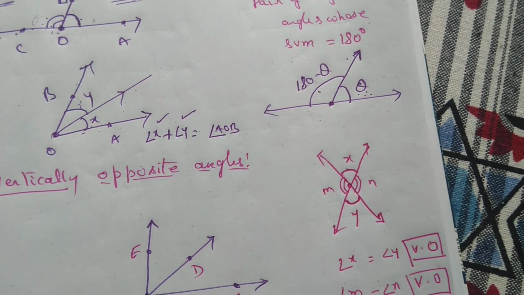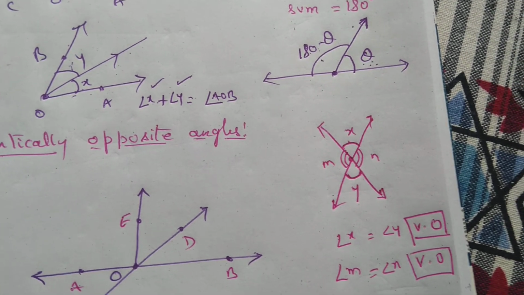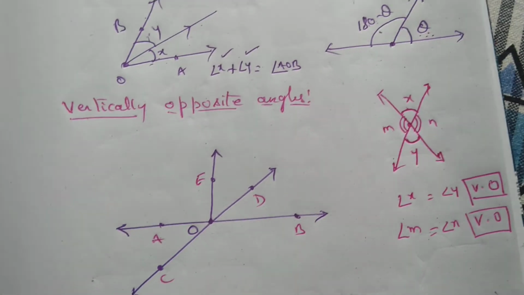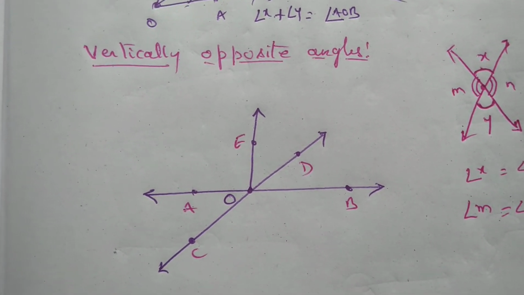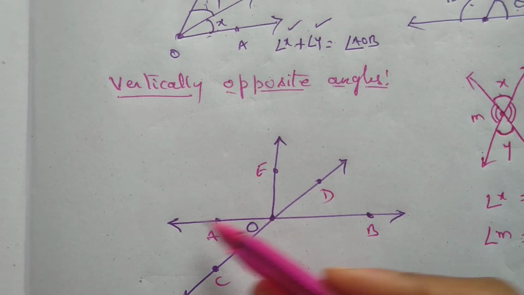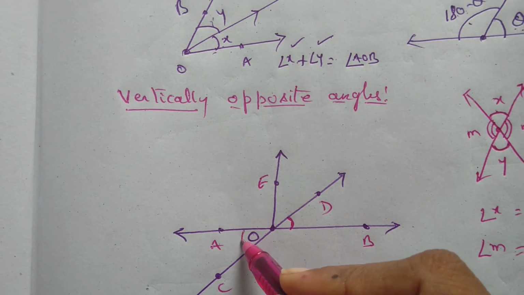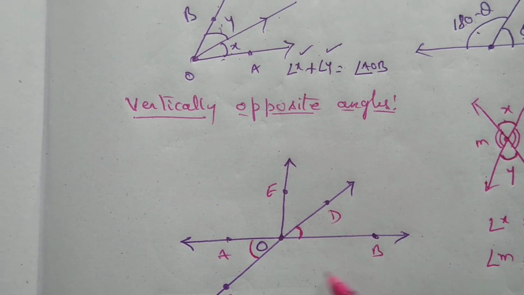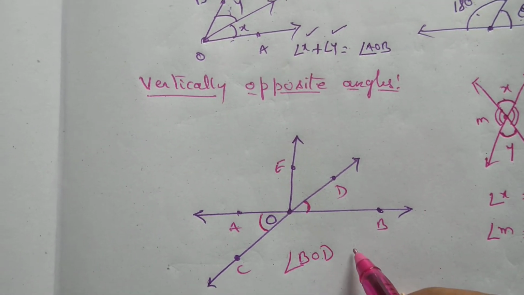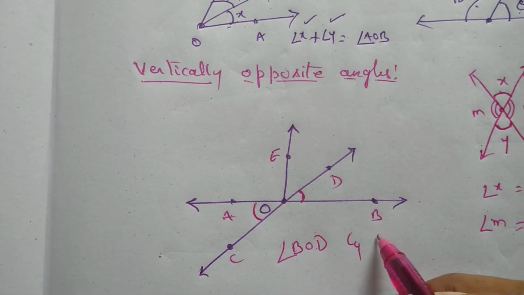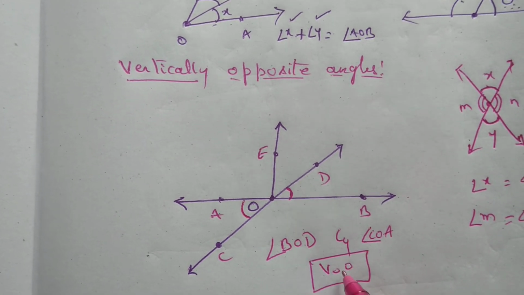Don't say that they are horizontally opposite, ma'am. No need to give another name. They are vertically opposite. Okay. Now let us see this particular example. Which are vertically opposite here? If you observe the diagram, this line and this line are intersecting. So this is vertically opposite to this. Let us name it: angle BOD and angle COA are vertically opposite.